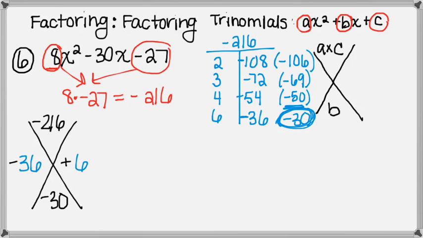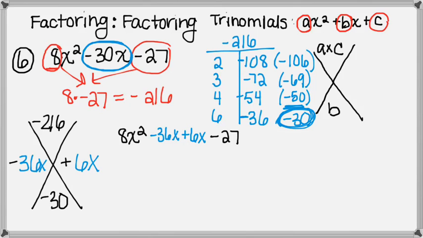So now remember what we're going to do is I'm just going to rewrite my trinomial, but instead of negative 30x, when I rewrite it, I'm going to write negative 36x and then positive 6x. You can even put x's here if that helps you keep track of it. Let me just rewrite it. And now factor by grouping.